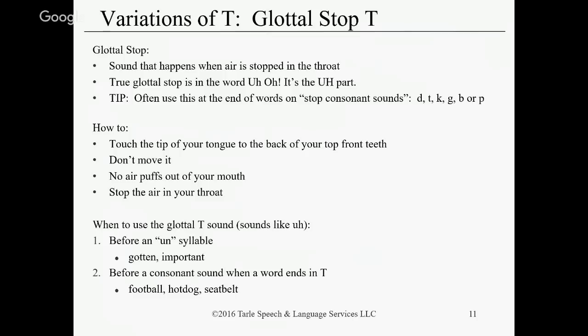So how do we do this? Again, we touch the tip of your tongue to the back of your top front teeth. But here's the difference. You do not move your tongue, you hold it there. No air will puff out of your mouth, and you're going to stop the air in your throat. Okay? You're going to use it before an N syllable: gotten, gotten, gotten. Or important, important, important.